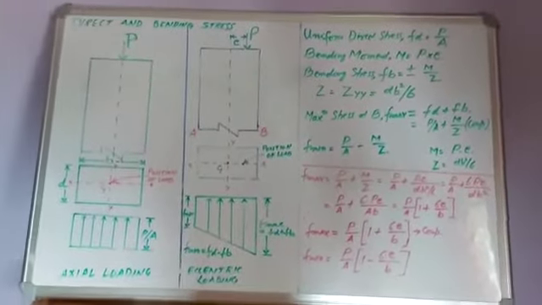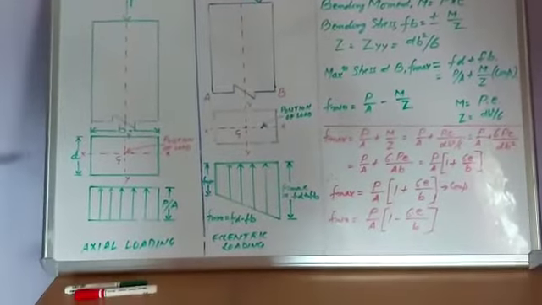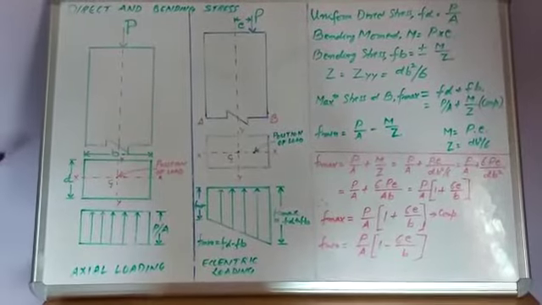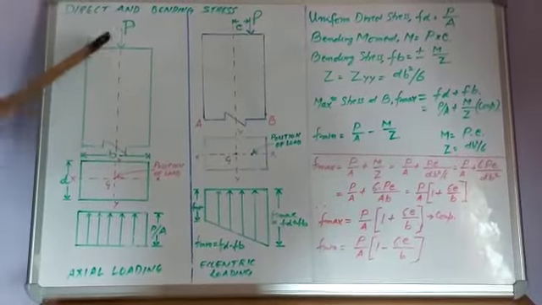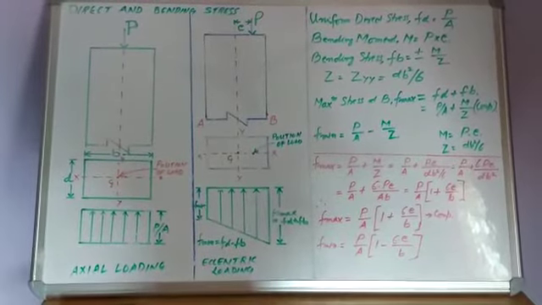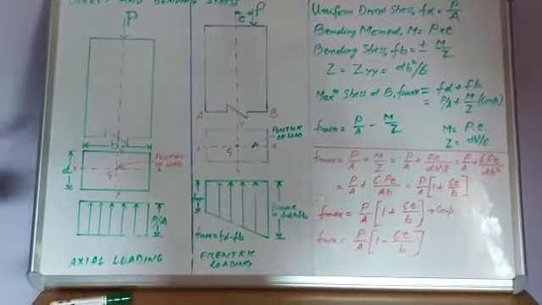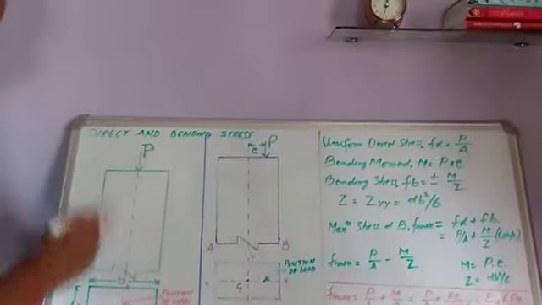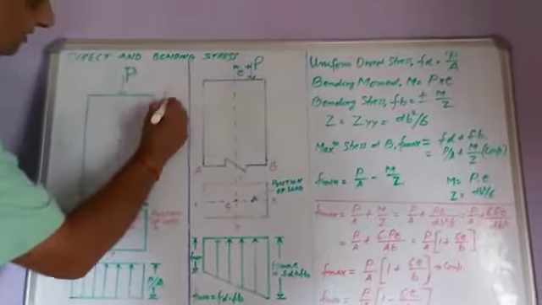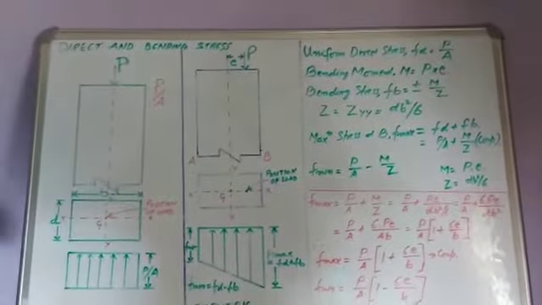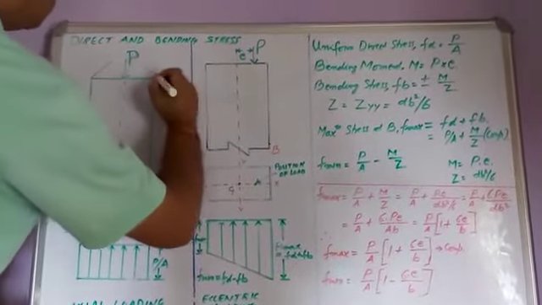Now again, come to this figure. When we provide an axial loading on the column, then the column is subjected to a uniform direct stress at all the sections of the column. So what is that direct stress? This load will give a direct stress equal to P by A, where P is the load and A is the area of the cross section.